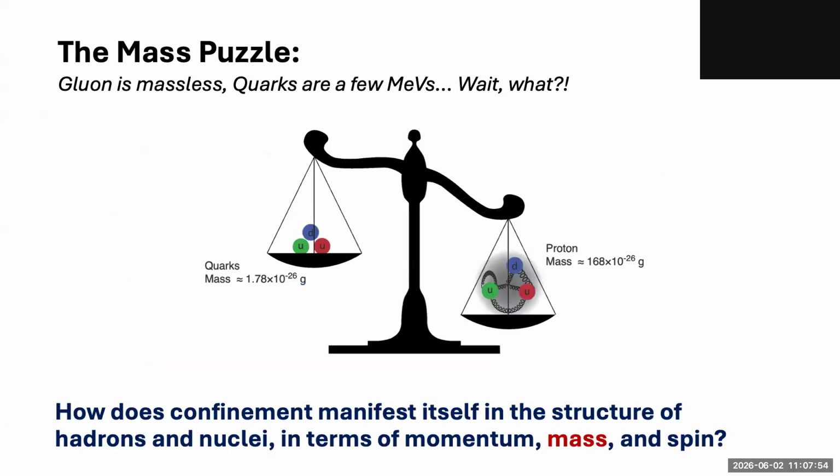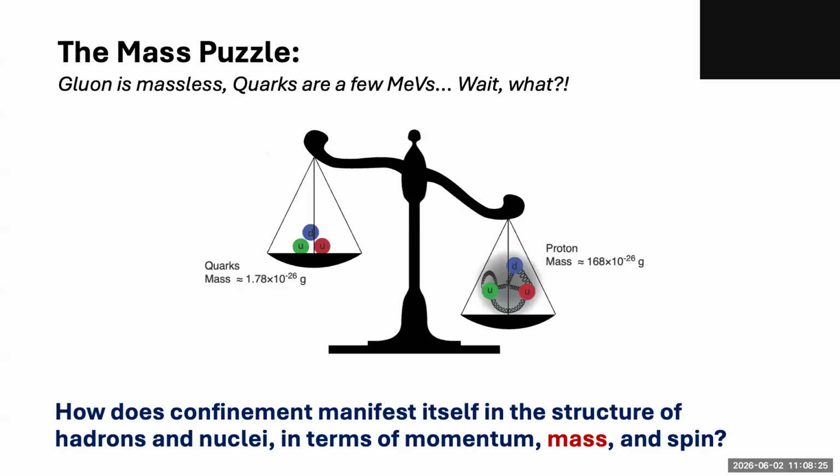So the second one is the mass. Okay, so now this is the interesting part. It's very challenging and very hard to understand, in fact. So the mass puzzle is that the gluon is massless, right? Gluon has no mass. Quarks, the valence quarks, the bare quarks, we know are a few MeV. The proton is 1 GeV, so it's about 100 times heavier. So this is one of the puzzles in QCD: why is the proton so heavy, if the quarks are very light?